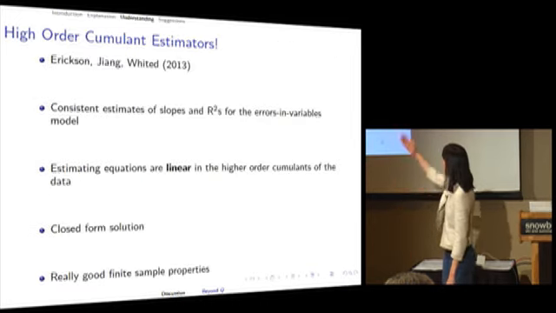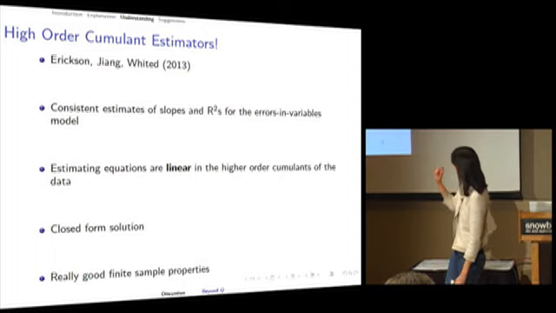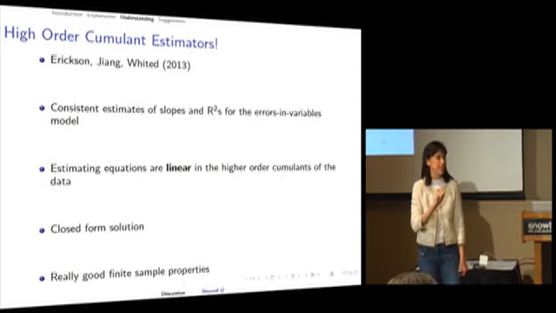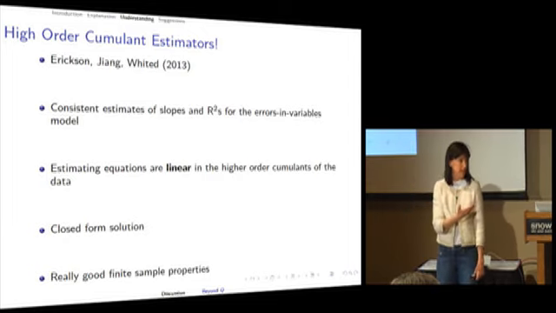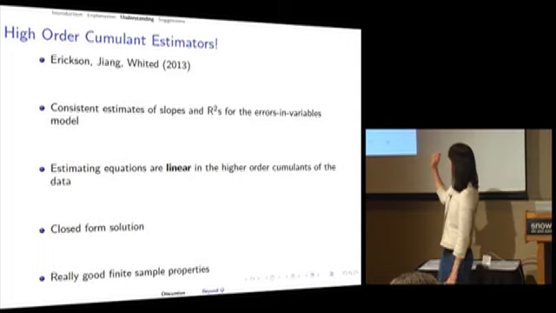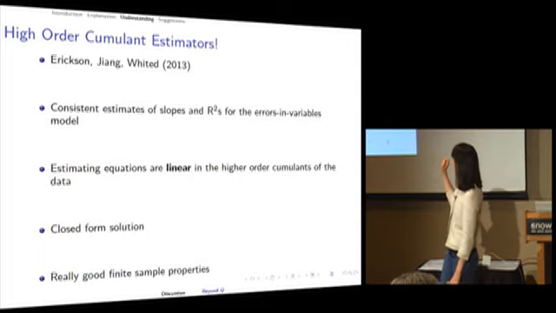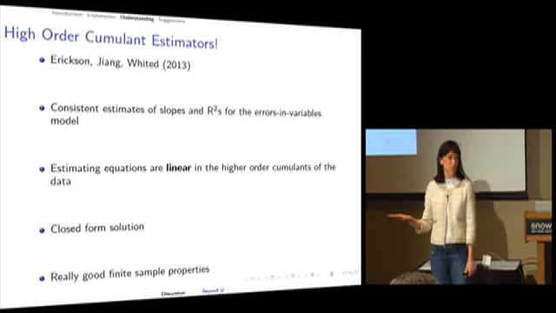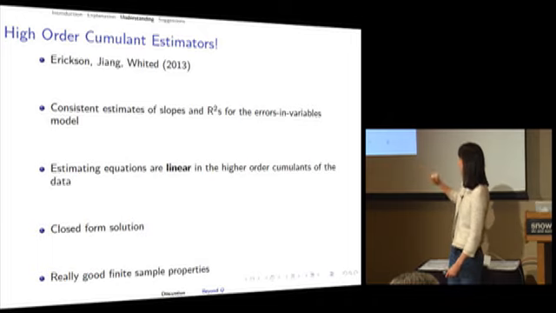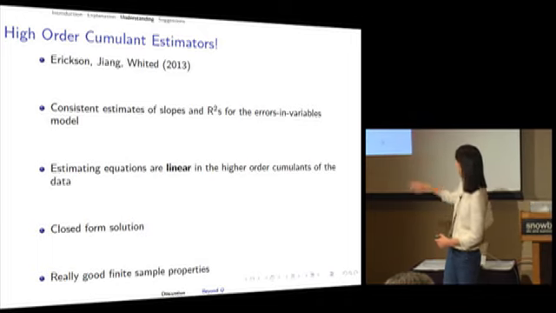So Tim Erickson and I did a new econometrics paper, so this is super fun. And we came up with a new estimator that gives you consistent estimates of slopes and regression R-squareds, which is what these guys are after. And the estimating equations are linear in the high-order cumulants of the data. Cumulants are functions of moments. It has a closed-form solution. It's super slick. It's really easy to use, and it has really good finite sample properties. I'm not going to tell you any more. I don't want to bore you.